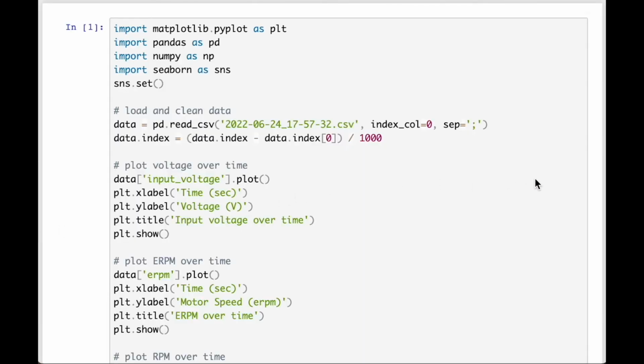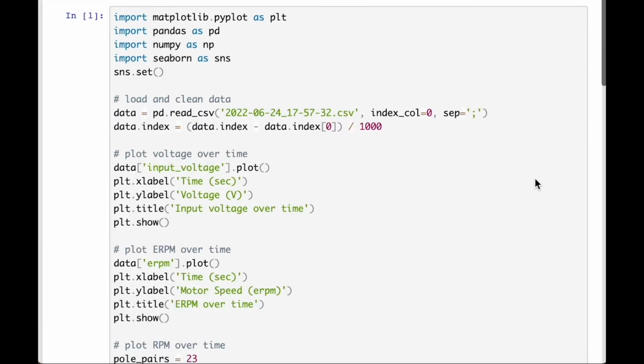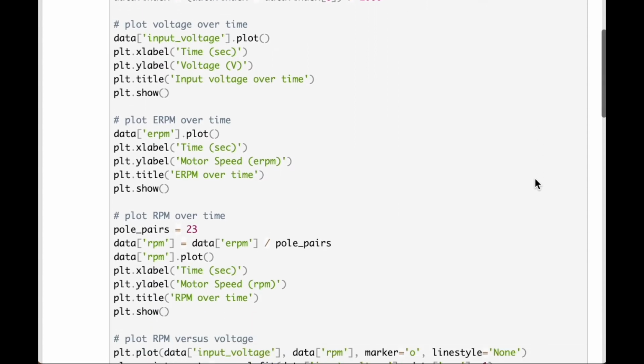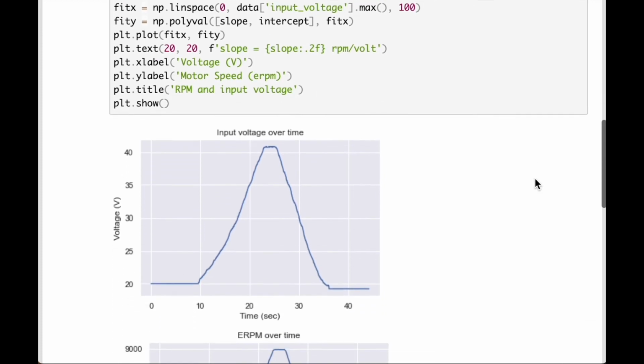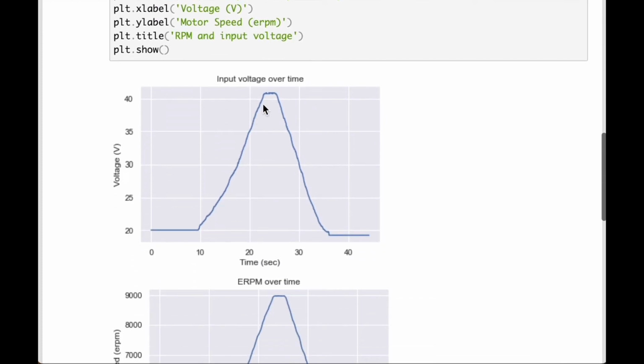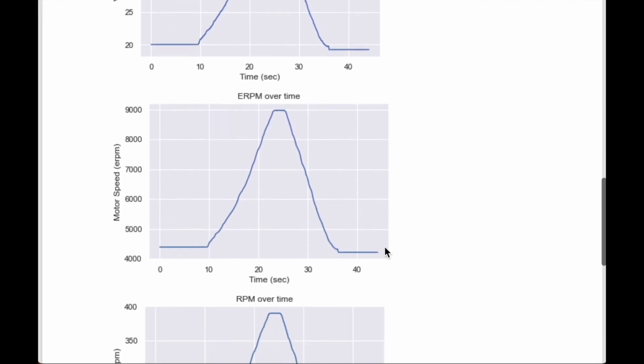What we're looking at is a Python Jupyter notebook that plots the VESC data and shows the relationship between the motor RPM and the input voltage. The first graph shows the voltage increasing and decreasing over time as I adjusted the power supply. The second graph shows the eRPM rising and falling as the voltage rises and falls.